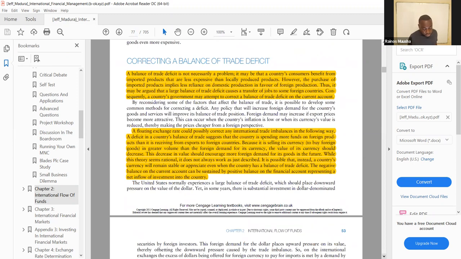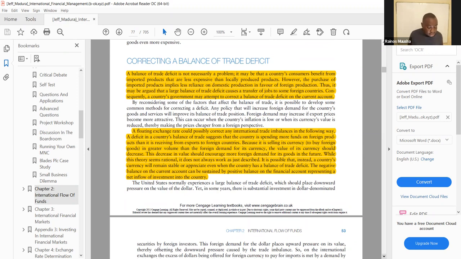On the next section, we look at correcting the balance of trade deficit. Remember, when we look at the balance of trade deficit, this is where we are importing more and exporting less.